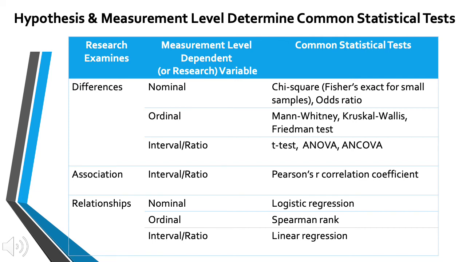As mentioned earlier, the distribution of data helps determine statistical test. When data fall into a normal distribution, parametric statistics are used. When the distribution is not normal, it uses non-parametric tests. Examples of non-parametric tests include the Mann-Whitney, Kruskal-Wallis, and Friedman.